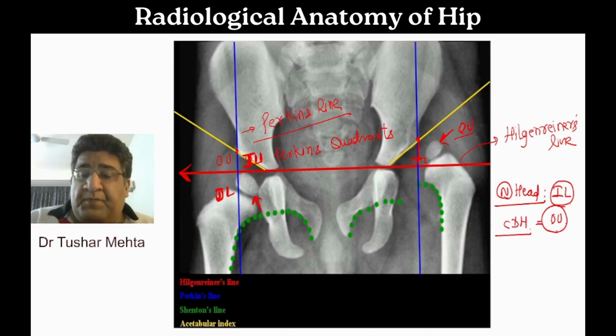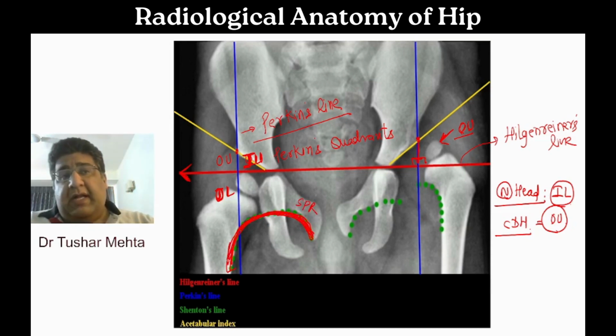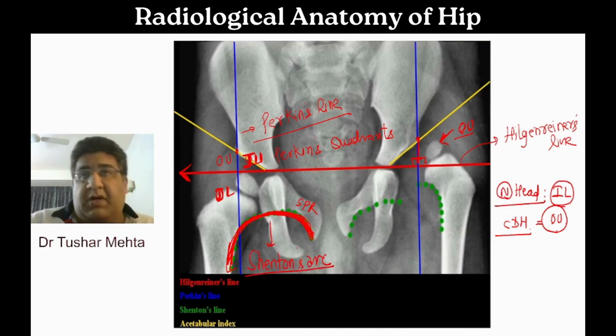So far so good. I can show you one more line here which is drawn in the form of a dotted line. You all can see this line here. This line is connecting the inferior margin of the superior pubic ramus to the medial aspect of the neck and shaft of the femur. Now this line is actually not a line, more of an arc, which is what is called Shenton's arc, which is absolutely continuous, normal.